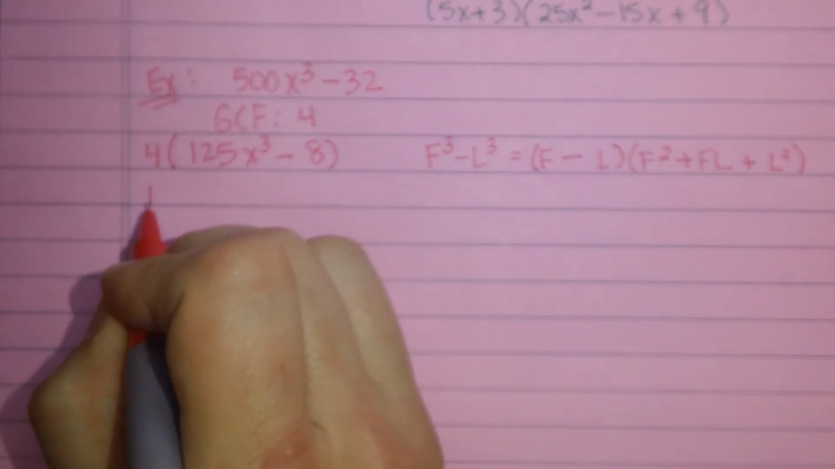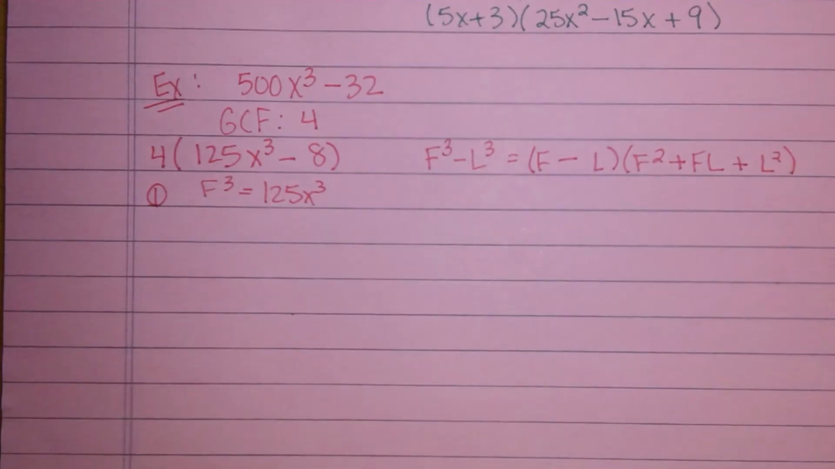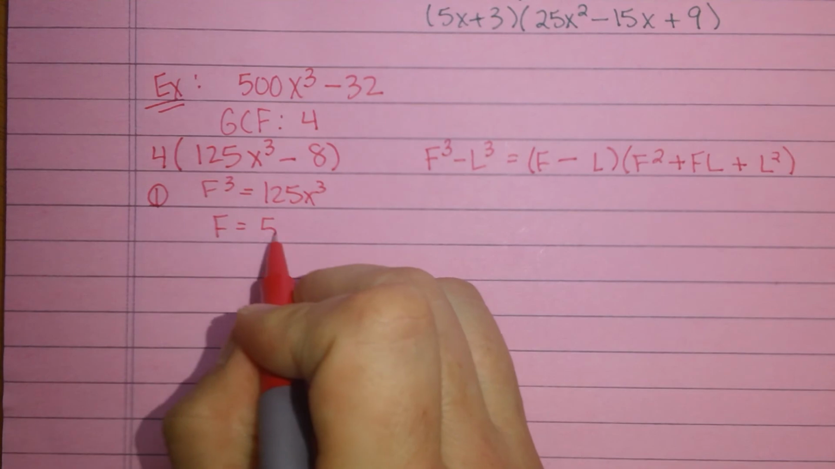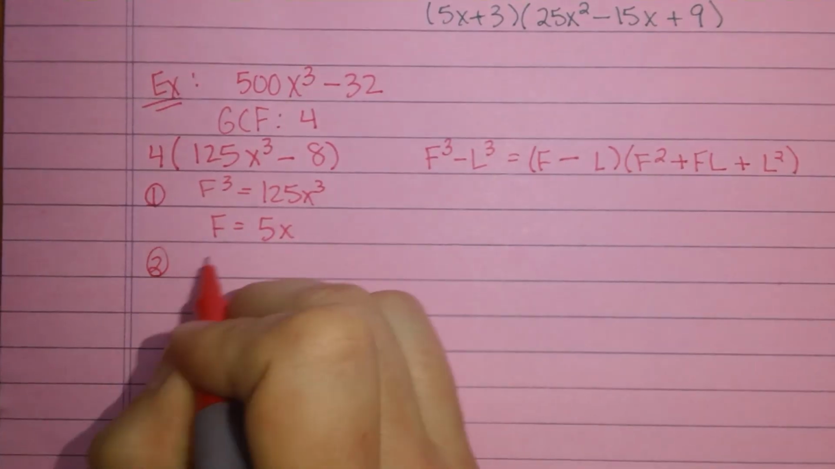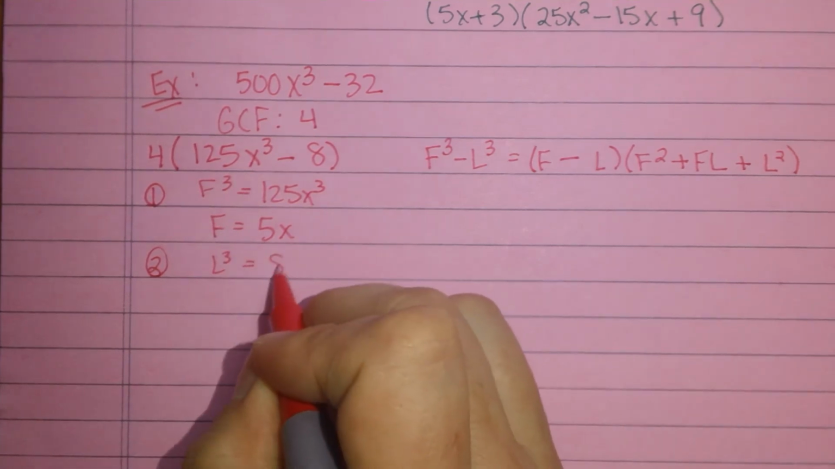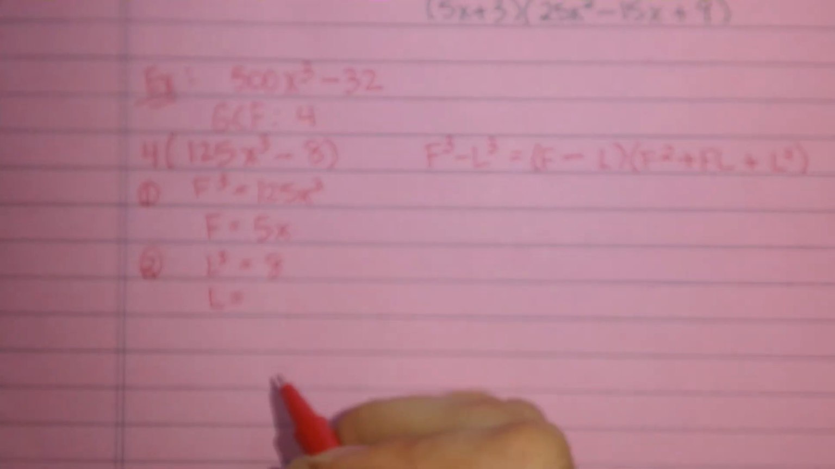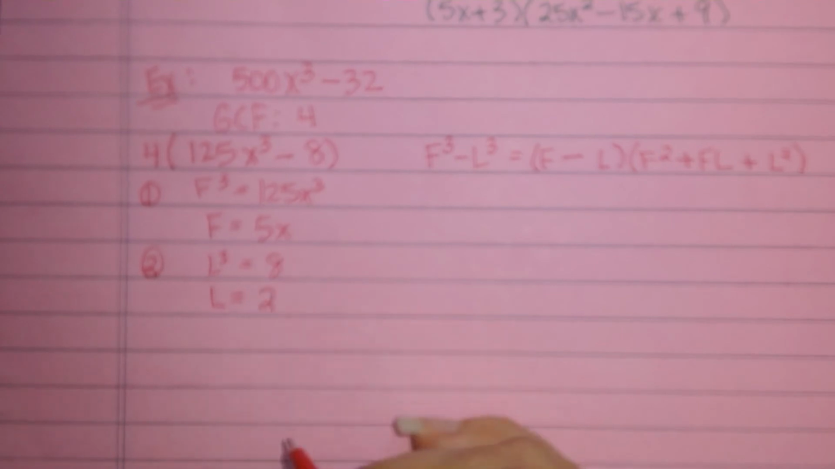Then I want to identify what F and L are. Well, the space that has F cubed is 125x cubed. So I need to figure out what times itself will give me 125x cubed. Since we just had that in our last problem, we already know it's going to be 5x. Now for L cubed is 8. So we've got to figure out what times itself 3 times would give you 8. And that is going to be 2 times 2 times 2, so the L term is 2.